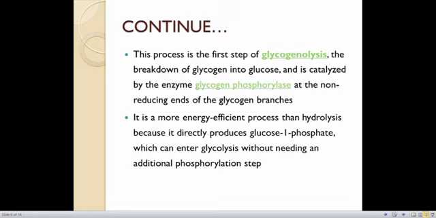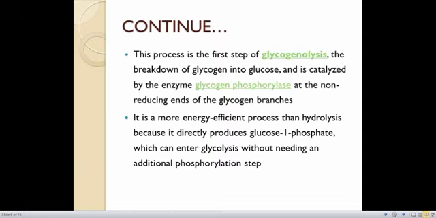Now the question arises here is, what is glycogenolysis? It is the process in which glycogen is converted into glucose. We know that glycogen is the storage form of energy in animal cell. Whenever we need energy, the glycogen is converted into glucose, and this process is known as glycogenolysis. And phosphorylasis is the first step of glycogenolysis. And the enzyme which is responsible is glycogen phosphorylase.